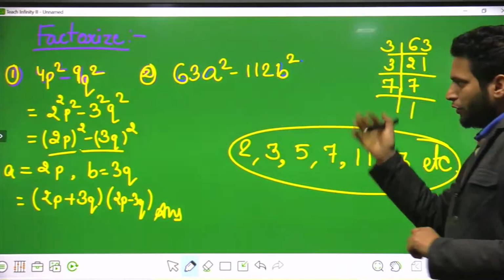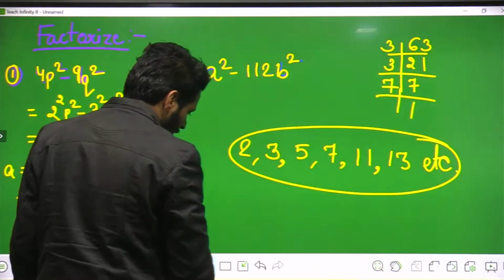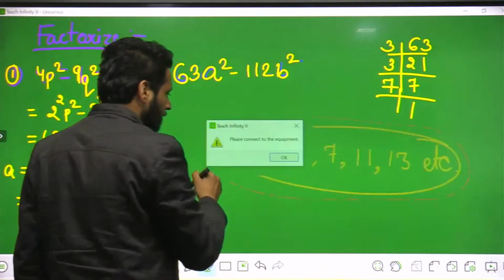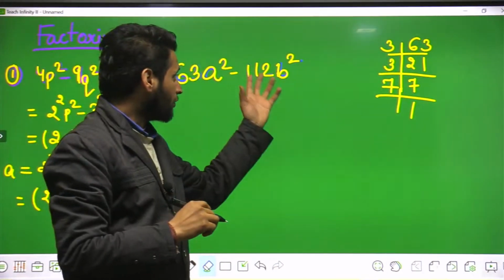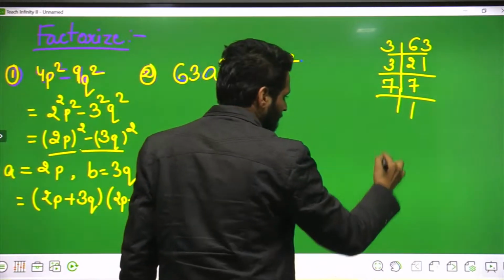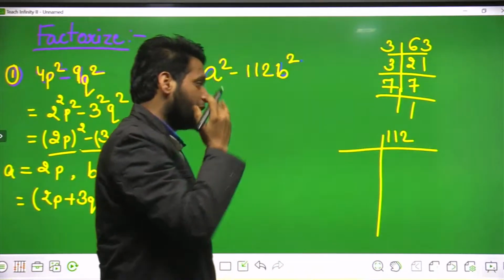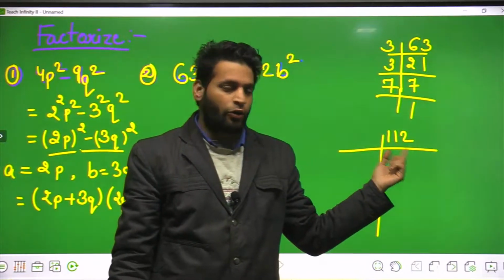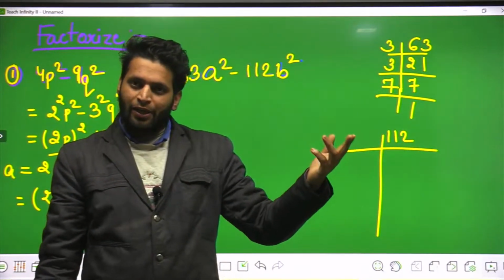So let me continue the question. I hope you understood about prime numbers. Now I'm just removing this, and let me continue. Now, just like that, we factorize 112 also. First of all, you can see the last unit digit is 2, and if the unit digit is even, we can divide by 2.